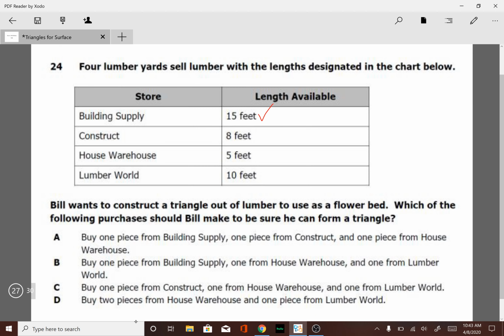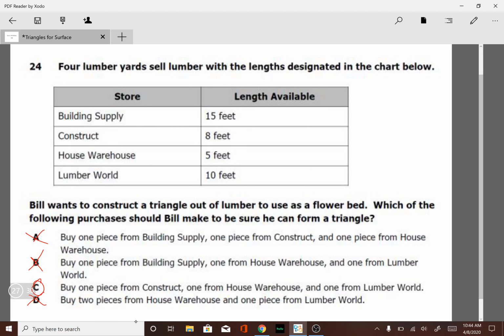Let's look at B. One piece from Building Supply, one piece from House Warehouse, and one piece from Lumber World. Well, the two short sides are 10 and 15, and those do not add up to be greater than 15, so B is also not going to work. C, buy one piece from Construct, one from House Warehouse, one from Lumber World. Two short sides are 8 and 5. We add those together, it's going to be greater than 10, so C would work. And D, two pieces from House Warehouse, so 5 and 5, and one from Lumber World. The two 5s are not going to add up to be greater than 10. So the only option is C.